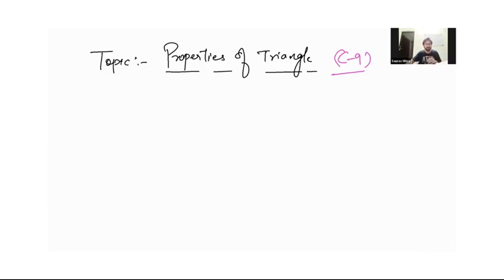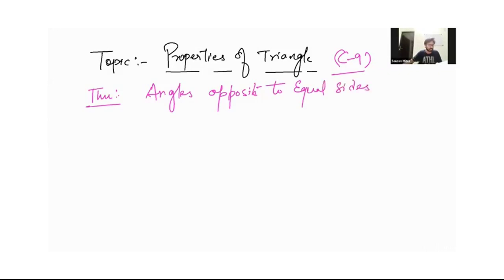So the first theorem we will discuss today is that angles opposite to equal sides of an isosceles triangle are equal. So this is very simple. Angles opposite to equal sides of an isosceles triangle.